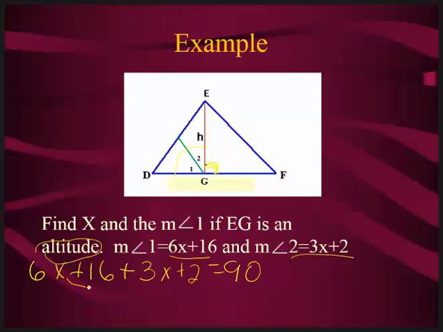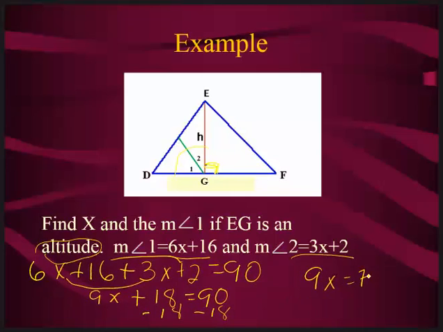Okay, I'm going to put my x terms together. I put my whole number terms together. Now I subtract my 18. Let's continue over here. 9x equals 72. If I divide by 9, then x equals 8. And again, because I was only asked to find x, I'm finished.